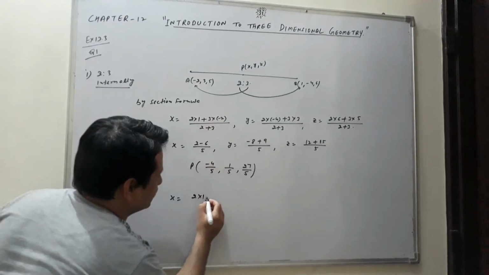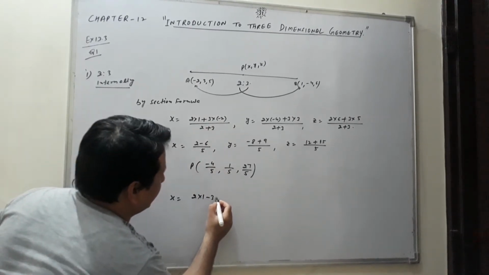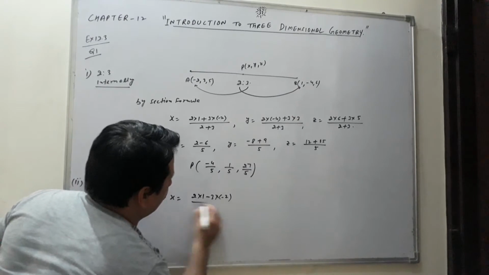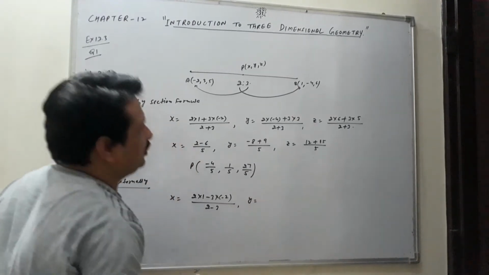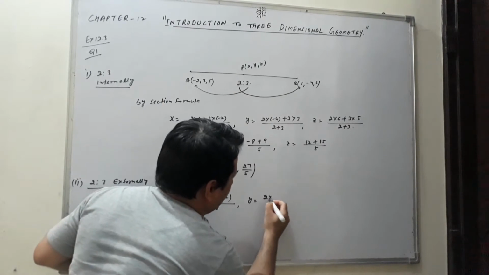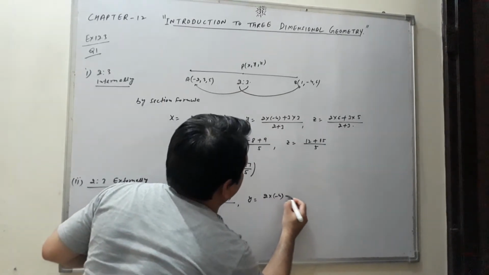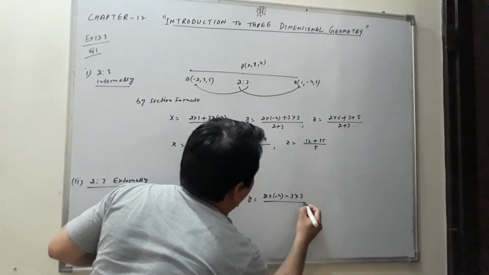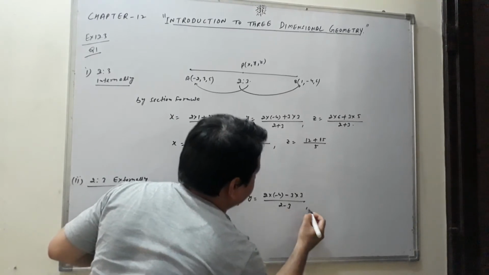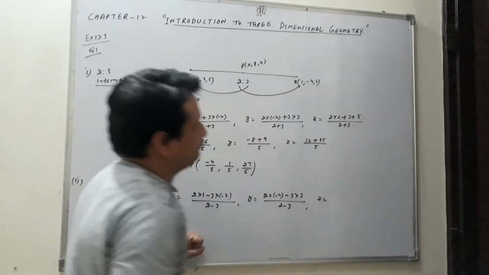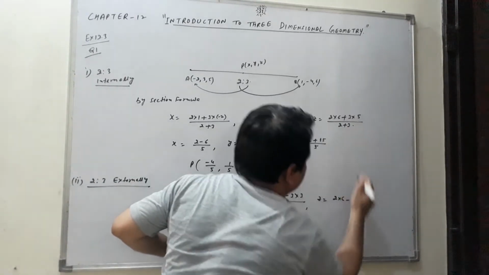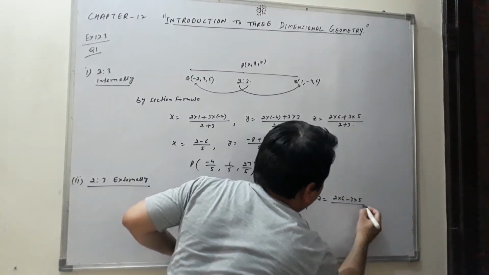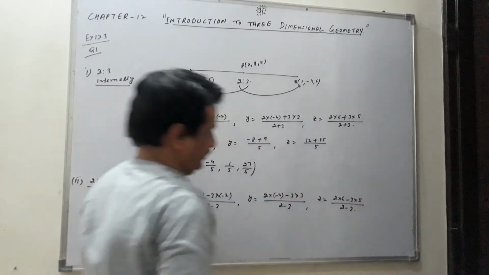Here we will make this minus 3 into minus 2 upon 2 minus 3. Y is equal to 2 into minus 4 minus 3 into 3 upon 2 minus 3. Z is equal to 2 into 6 minus 3 into 5 upon 2 minus 3, students.